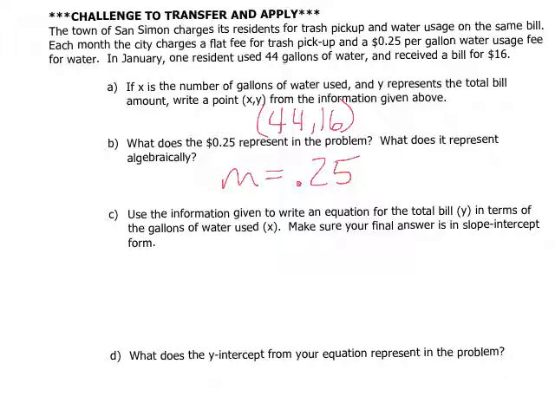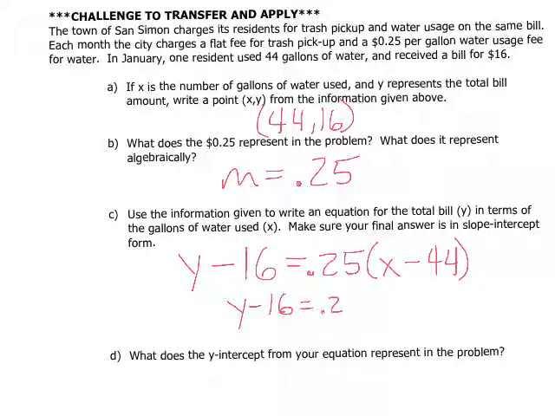So given a point and a slope, what form of a line should I probably write? Not a trick question. Point-slope form, right? So you have to think about the information that's given to you and how you can write an equation. So my equation would be y minus 16, the y value I was given, equals 0.25 times (x minus 44), the x value I was given. Then I distribute: y minus 16 equals 0.25x minus 11, since 0.25 times 44 is 11. Add 16 to both sides, and you get y equals 0.25x plus 5.